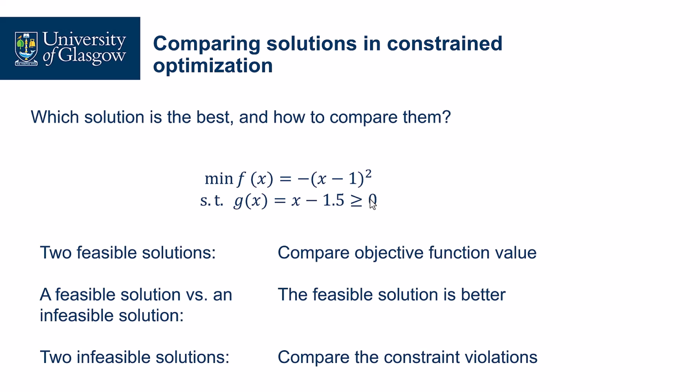Based on these, we can understand which solution is the best. First, we need to find the feasible solutions. They are better than the infeasible solutions. Then among the 2 feasible solutions, we find the one with a better objective function value, right?